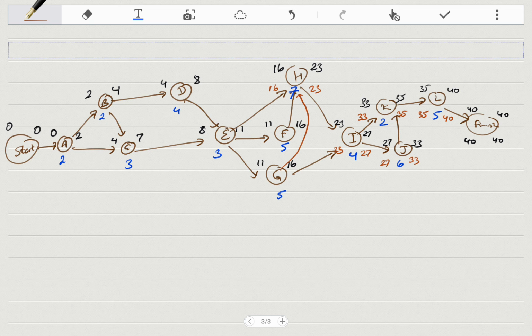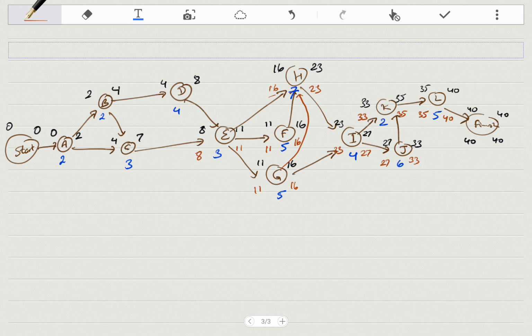G has two successors, H and I. Smaller number is 16, so I bring 16. 16 minus G is 11. F has only one successor, so we can just bring this 16 here. 16 minus 5 is 11. Alright, E has three successors, F, G, H, so 11, 11, 16, so 11.